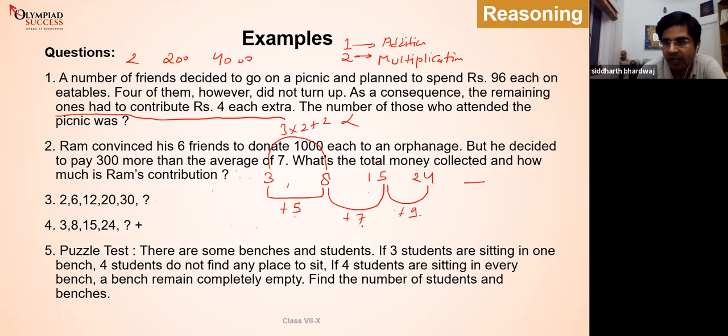So this time 7 was added, now 9 is added. What should be the next number that we add? It should be plus 11. Understood, right? If you add 11 to 24, the answer would be 35. So most of the answers that you gave are correct, everyone. If you have any doubt, you can ask, or we'll move to the next question.